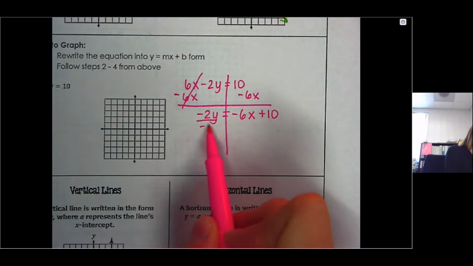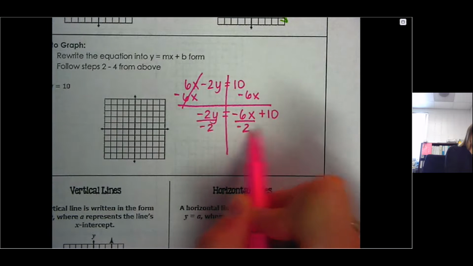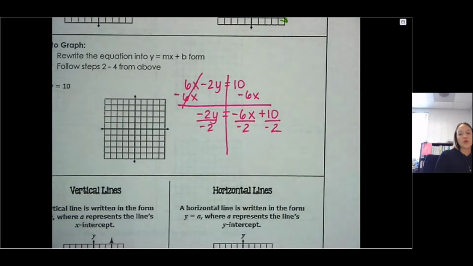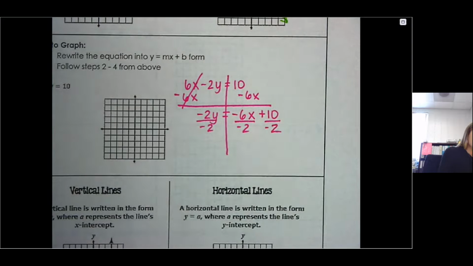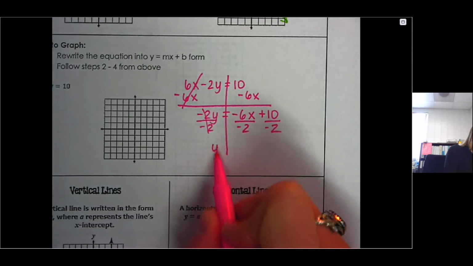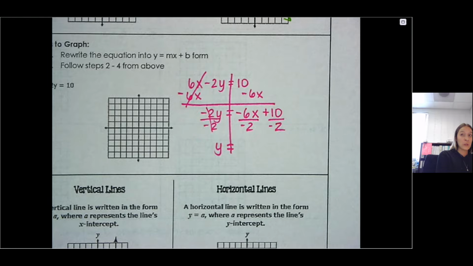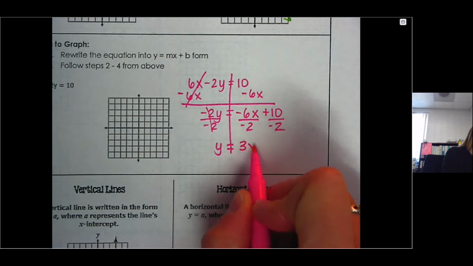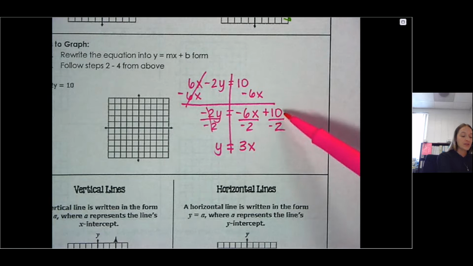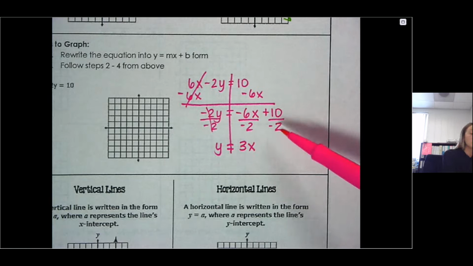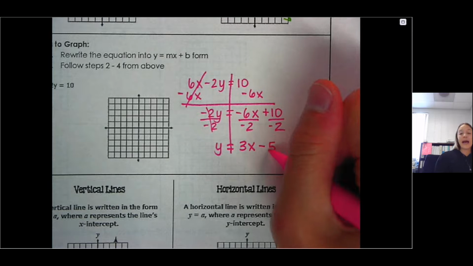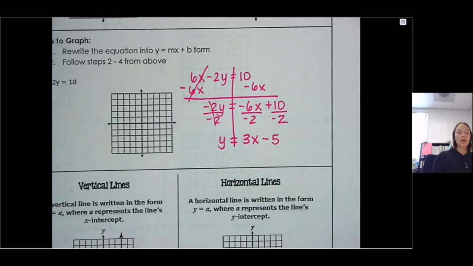Divide everything, I like that you said that, Carly, by negative 2. Now be so careful with your signs. This is what I saw people tripping up on the other week. You get y equals, now be careful, a negative 6 divided by a negative 2 is what? A positive 3. Good. And what is a positive 10 divided by a negative 2? Negative 5. Good. Now your equation's in the correct form.